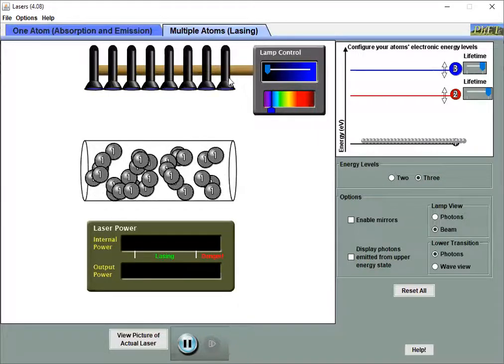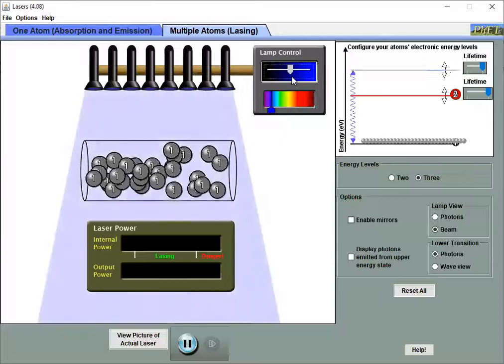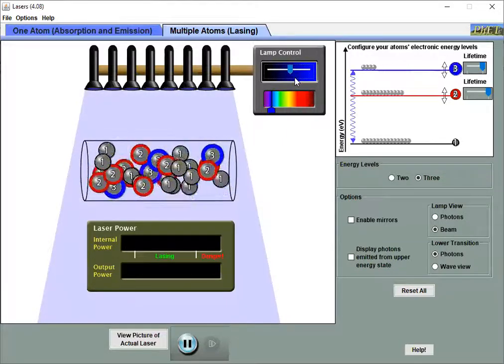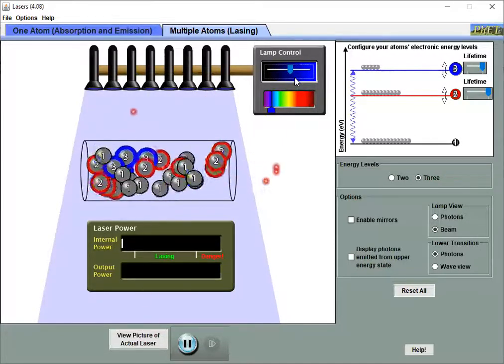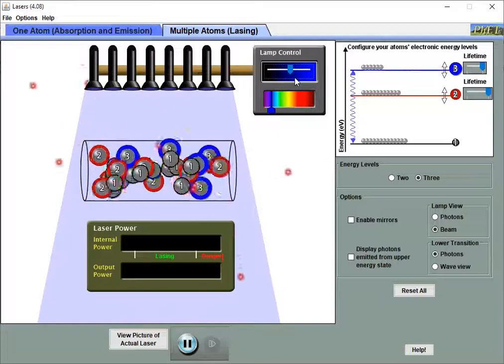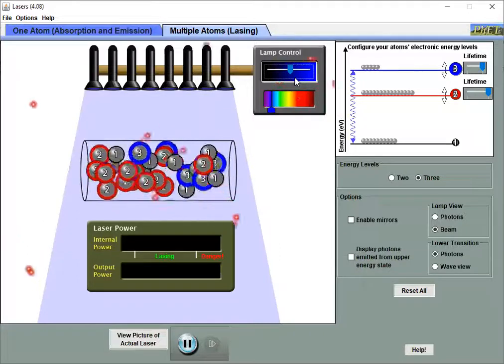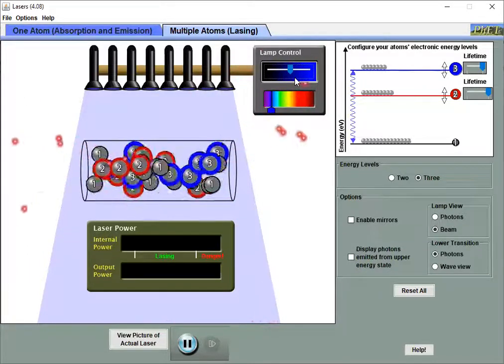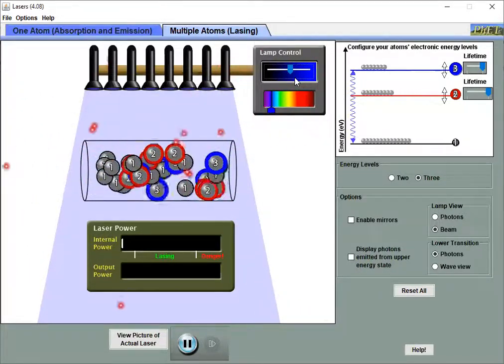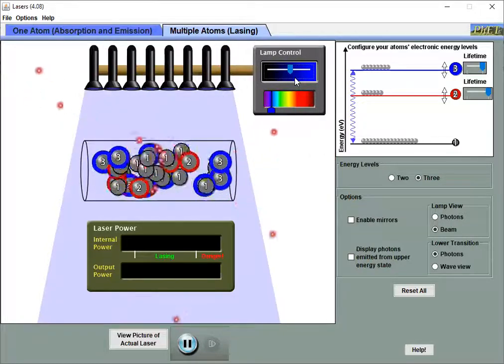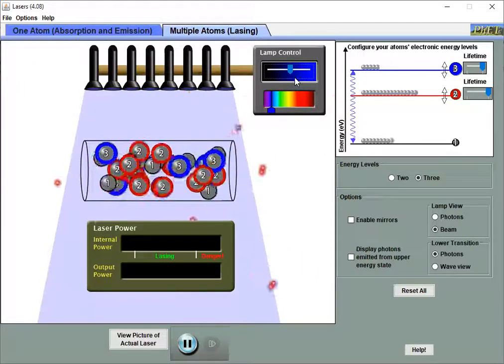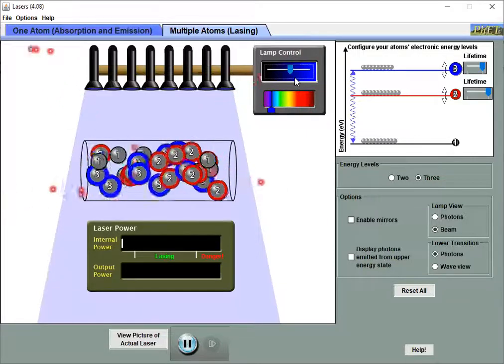Well, we have a flood of lights up here. Let's go ahead and turn that on. Let's see what happens. Let's see what color it is. Well, in this case, the color of the incoming light is a dark blue, which is going to be a high energy photon, and it corresponds to the energy difference between state 1 and state 3 on our energy level diagram.